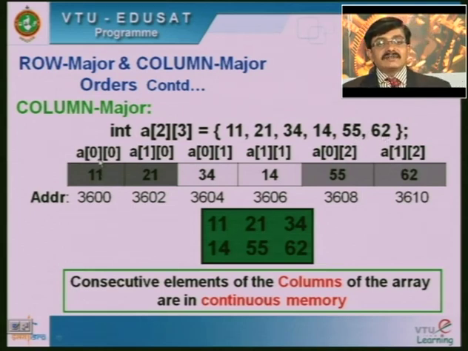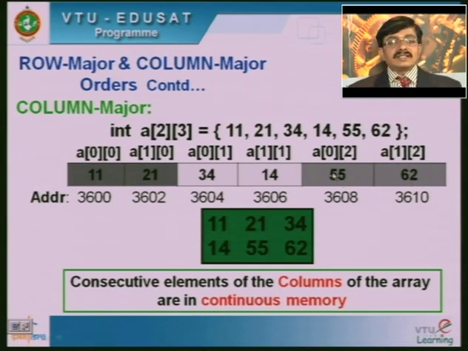So the index will vary. You can see that in a of 0, 0, a of 1, 0, the column is kept constant and the row is varying here. Here also, after printing the elements of the first column, that is 11 and 21, we go for the next elements 34 and 14, and then we go for the next column elements, that is 55 and 62 there. So this is exactly how I am going to store the elements in the column major order.